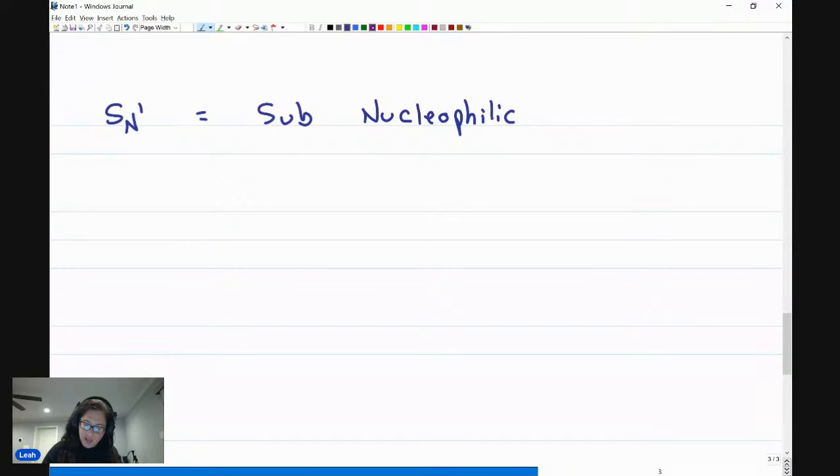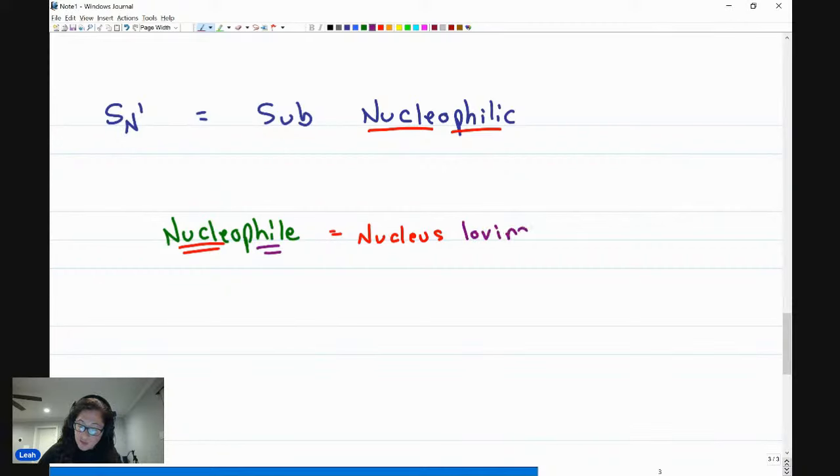So let's look at this first. When you see the word nucleophilic, it kind of sounds like nucleophile, which is exactly what we're looking at here. A nucleo, meaning nucleus, and phile, meaning loving, is a molecule that is nucleus loving.